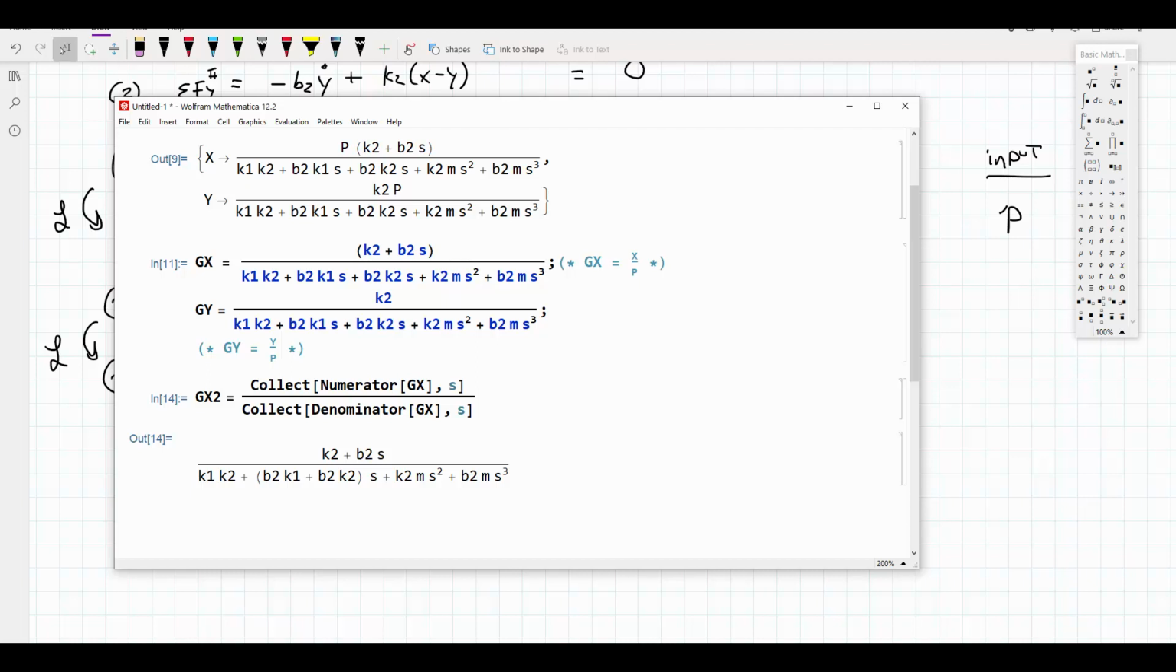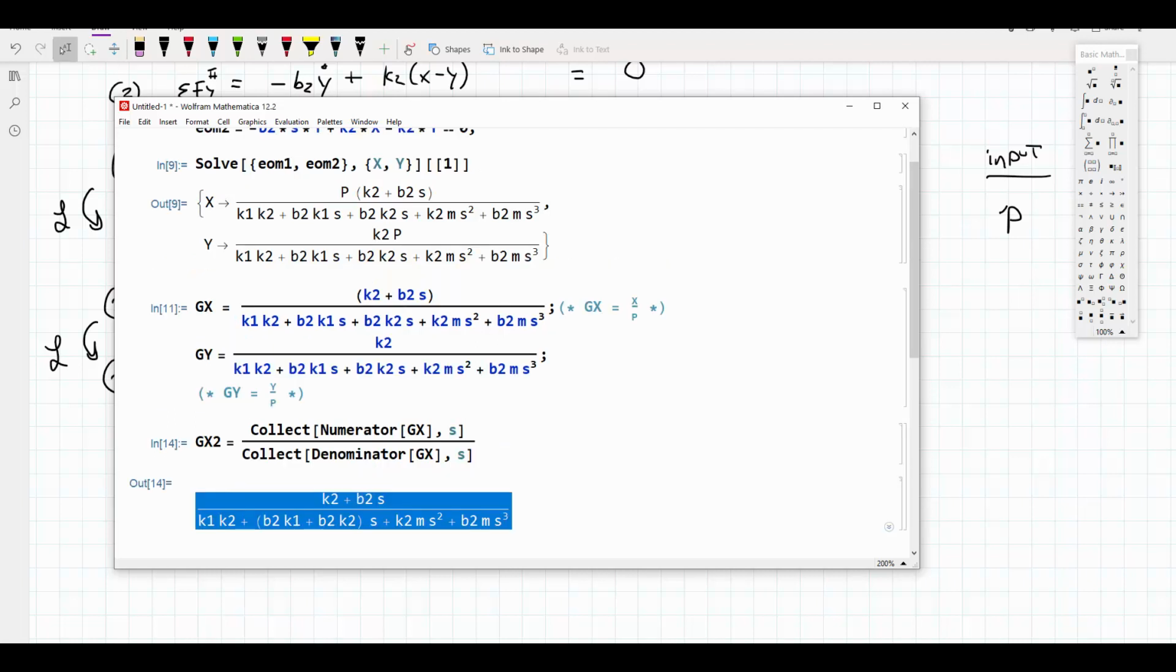So this is what I came for. This is what I wanted Mathematica to do for me, was get me here. This is x over p. It's not quite in the format I want it, which I'll show in a second, because it's ascending powers of s by default, but I'm going to rewrite that anyway by hand. But this is how I can use Mathematica to do the work for me.